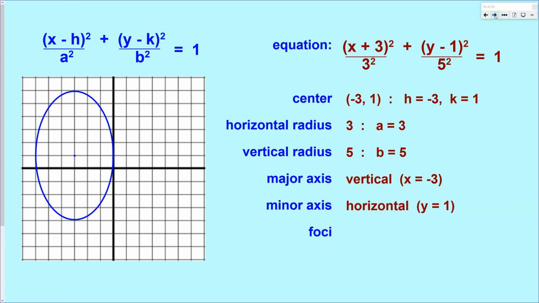And then we find our foci points. So we're going to go 5 squared minus 3 squared to get 4. And once we have 4, we're going to count up 4 units and down 4 units from the center. So up 1, 2, 3, 4, down 1, 2, 3, 4. And we land at those 2 coordinates.